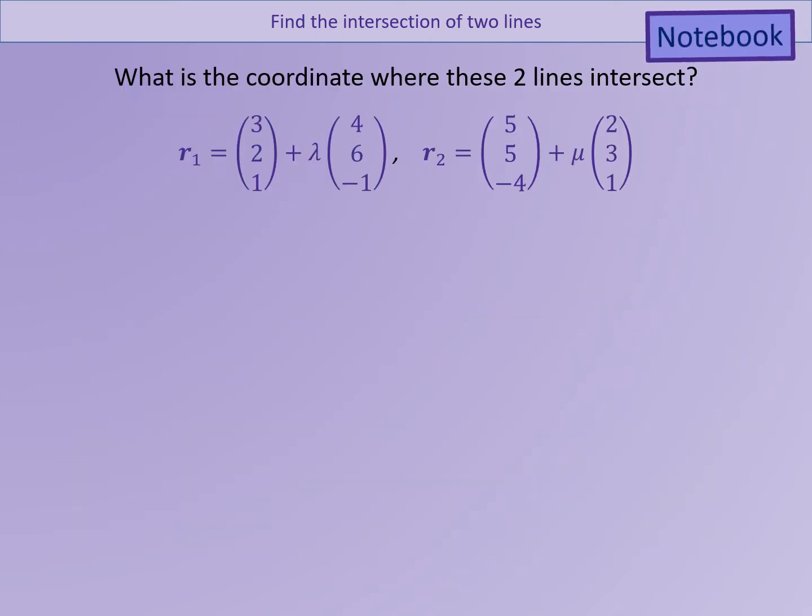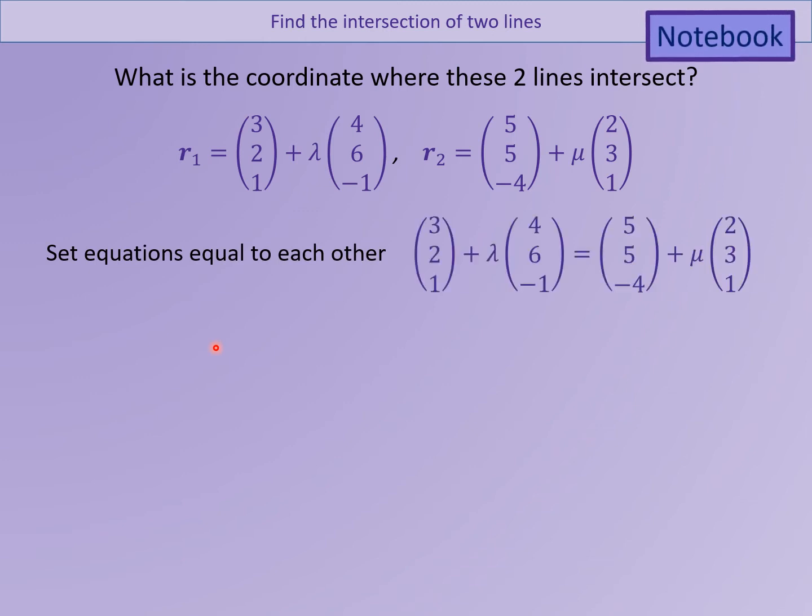So we're now going to look at how two lines in 3 dimensions intersect. We're going to start in the same way as we did in the two-dimensional case. We're going to put the two equations equal to each other, and we're going to take each component separately to get an equation that links lambda with mu.